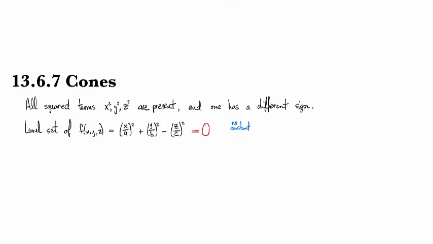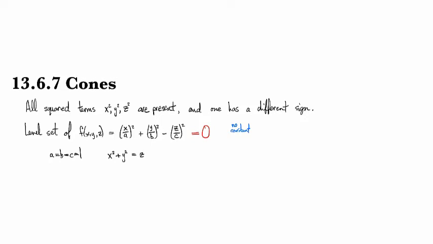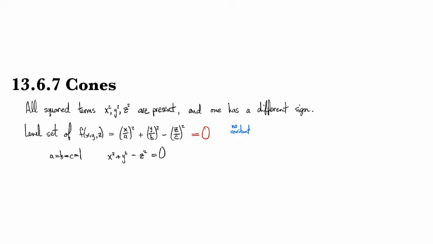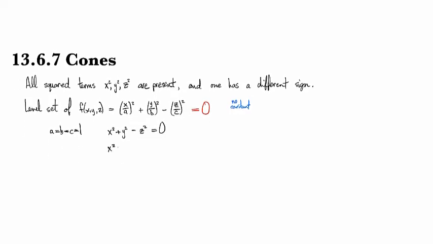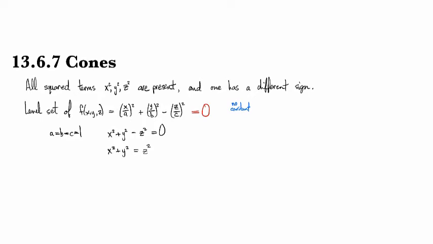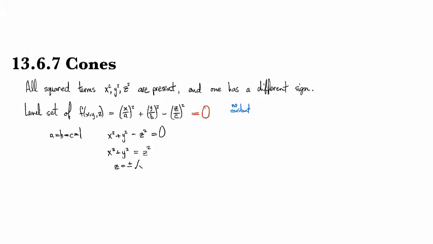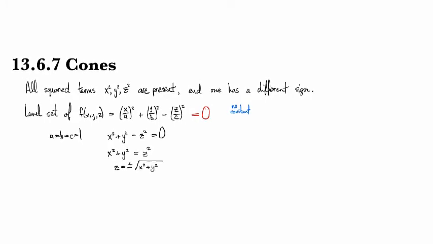So let's see. If we take a equals b equals c equals 1 again, then we're going to be looking at x squared plus y squared equals z squared. Or actually, I guess I can back up and do that in 2 steps. So it's where that's set equal to 0. By bringing it over to the other side, it looks like this. And if we take square roots of both sides, then we see that z is allowed to be the positive or negative square root of x squared plus y squared.